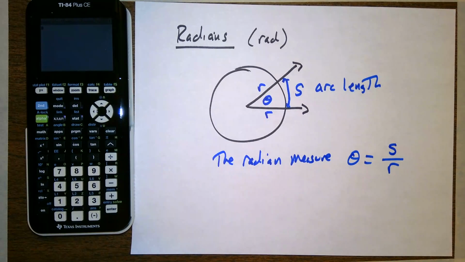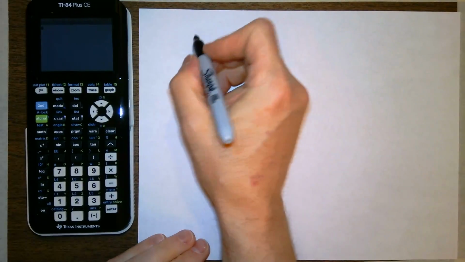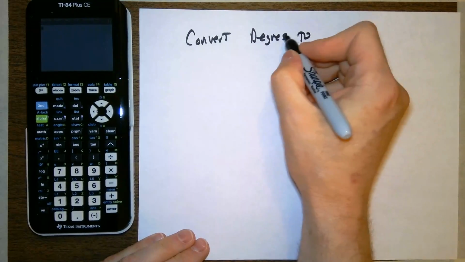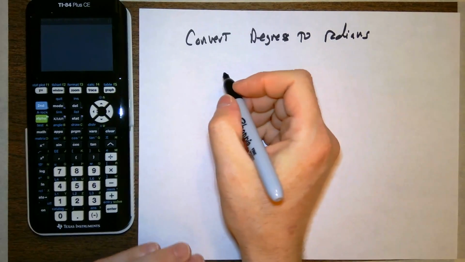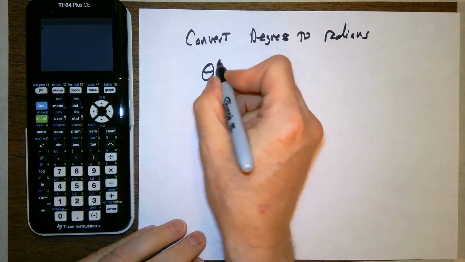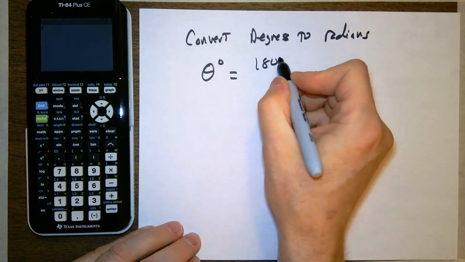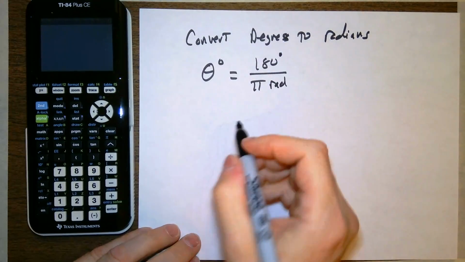All right, so let's take a look at that. Let's take a look at converting between degrees and radians and back and forth. So convert degrees to radians. All right, so theta in degrees is going to be the same thing as 180 over pi radians. Now, hang on there.